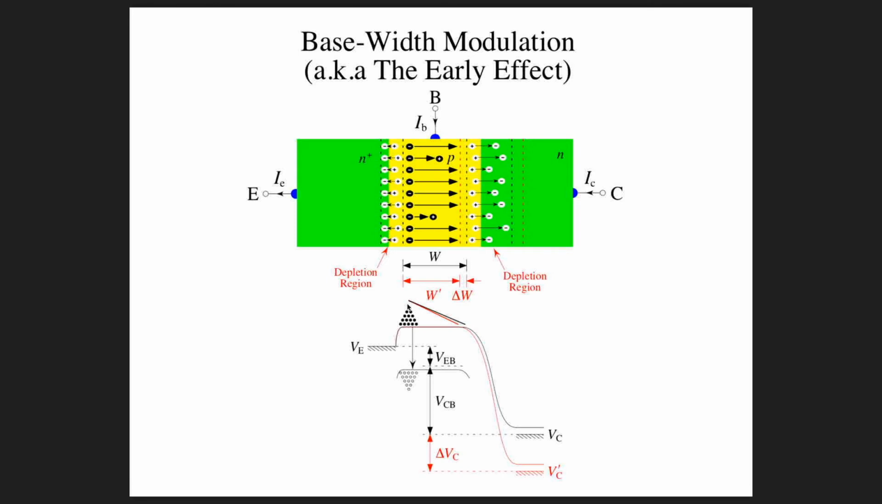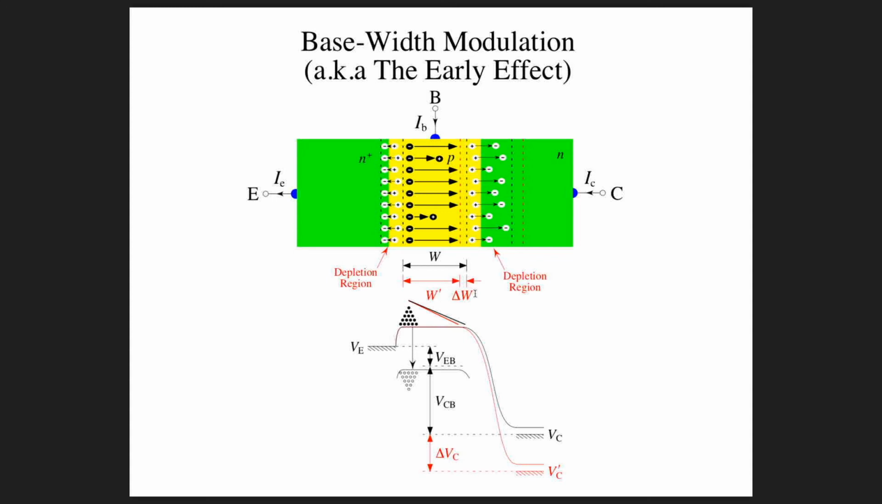But it will result in a slight narrowing of the base, and that increases the concentration gradient slightly, which will lead to a slight increase in the current, because the current is proportional to the concentration gradient, i.e. it's inversely proportional to the width of the base. By reducing W from W to W minus delta W, we get a slight increase in the current.